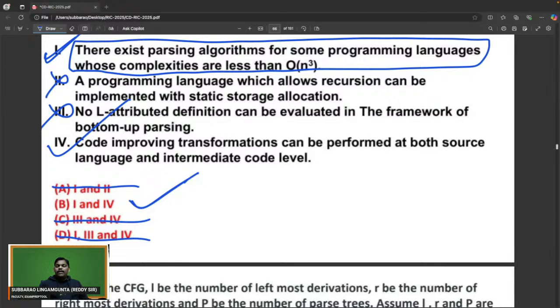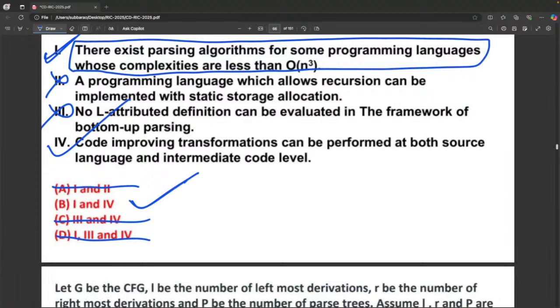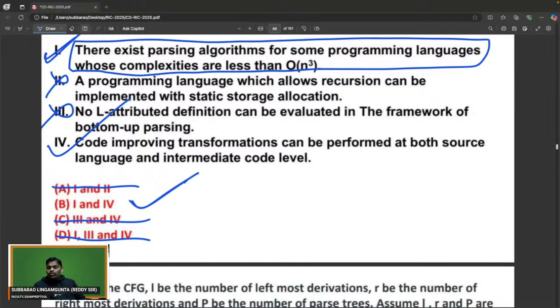There exists parsing algorithm for some programming languages whose complexities are less than n cube. Little doubt also? Ready, sir, I have this doubt. You ask me, I will help you. From this problem, you have to learn only one thing, the first point. Remaining are normal. There exists parsing algorithm for some programming languages whose complexities are less than big O of n cube.